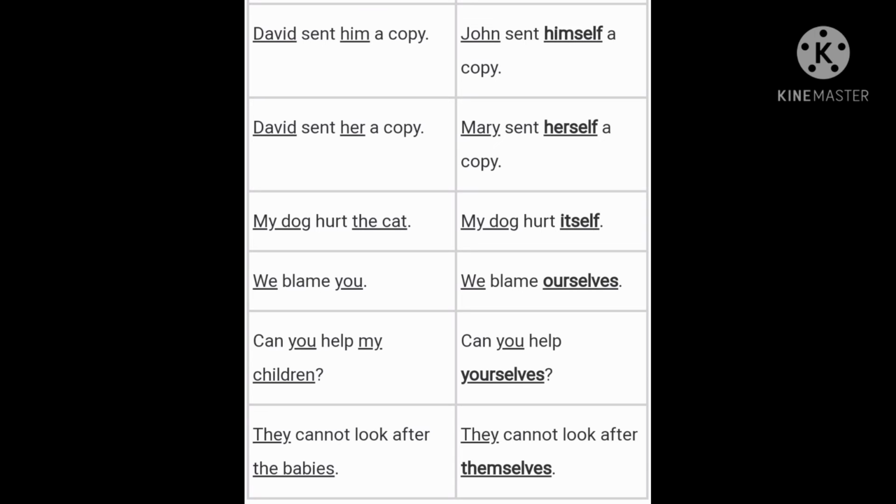So whenever John is a boy, we need to use himself, and if Mary is a girl, we need to use herself. My dog hurt whom? Itself. We blame whom? Ourselves. We is plural, so we need to use the plural reflexive pronoun, that is ourselves. Can you help yourselves? They cannot look after themselves. So students, myself, himself, herself, itself, ourselves, yourselves, and themselves are the reflexive pronouns.